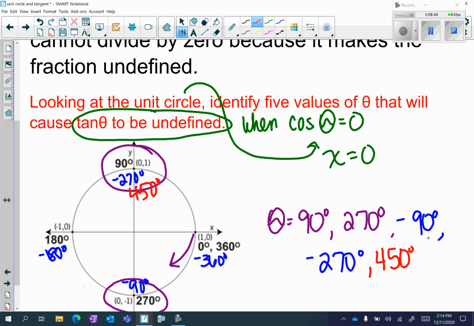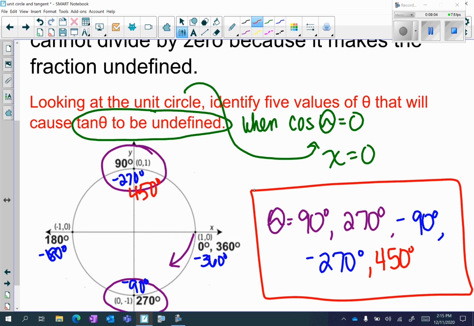So we'll talk about how to check these on your calculator, but if your calculator is in degree mode and you type in tangent of 90, you'll get an error. If you type in tangent of negative 270, you'll get an error. Okay, so these are 5 examples. There are really infinitely many because it continues around the circle with all of the coterminal angles over and over and over again.